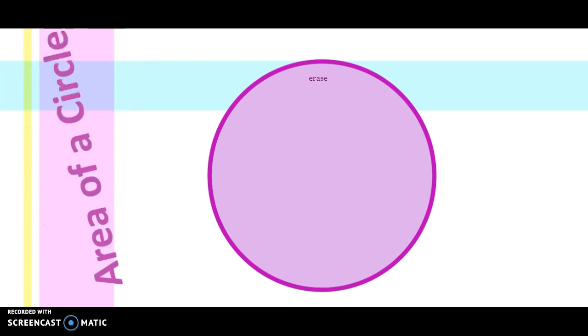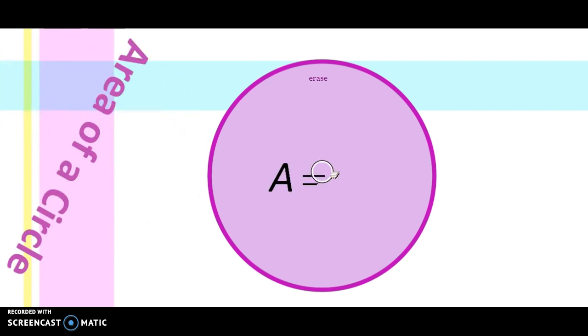Next shape is a circle. This one, again, I know you know from previous classes, and its area equals pi r squared. And you know a lot of times we write the pi on the other side of the r squared.